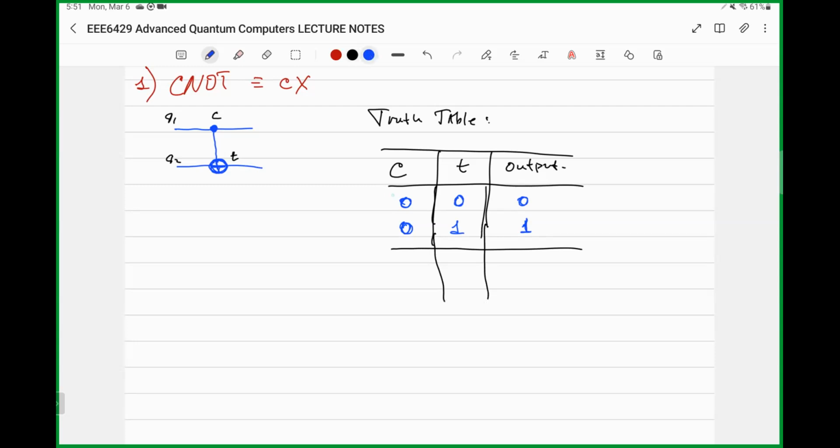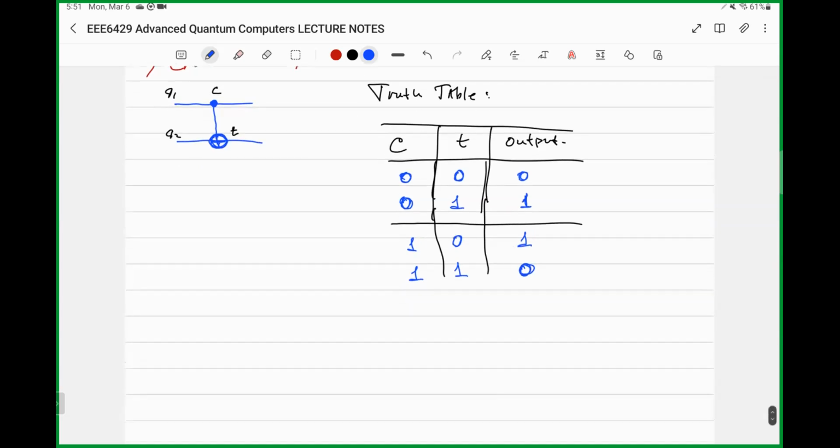However, if the state of the control qubit is 1, what this gate does is flip the state of the target qubit. So, for example, if the state of the target is 0, it flips to 1, and if it's 1, it flips to 0. As you can see, the result basically depends on the state of the control qubit.